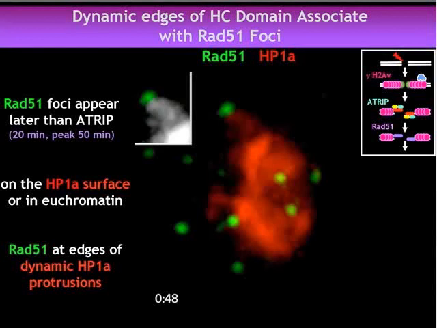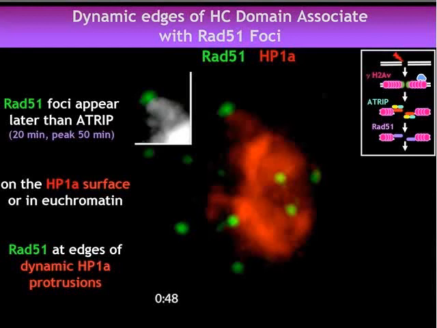Okay, and then if we, in comparison, look at how Rad51 behaves in live studies, we see a very different behavior. And if we start out just looking at the slides, I'll summarize what's observed, and that is that Rad51 foci appear later than A-trip, so they don't appear until 20 minutes, whereas A-trip is there as soon as we can image at about 5 minutes. They're only on the surface of the HP1A domain or in the euchromatin, and they also appear at these edges of these dynamic HP1A protrusions.